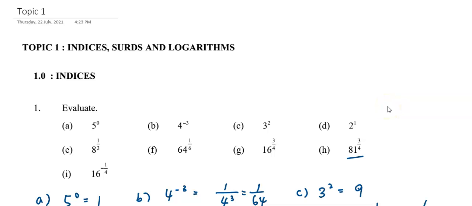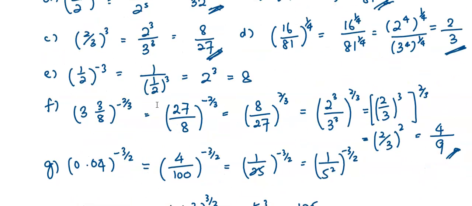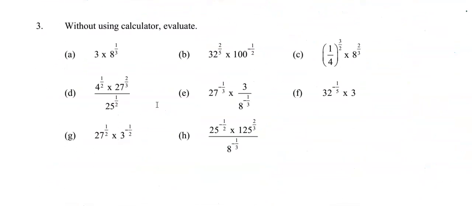Hi everyone. In my previous video, I explained questions 1 and 2 on topic 1, that is 1.0 indices. This is question 1 that I have recorded in my video, and the solution for question 2 as well, we have done it. Now we are going to proceed to question 3.